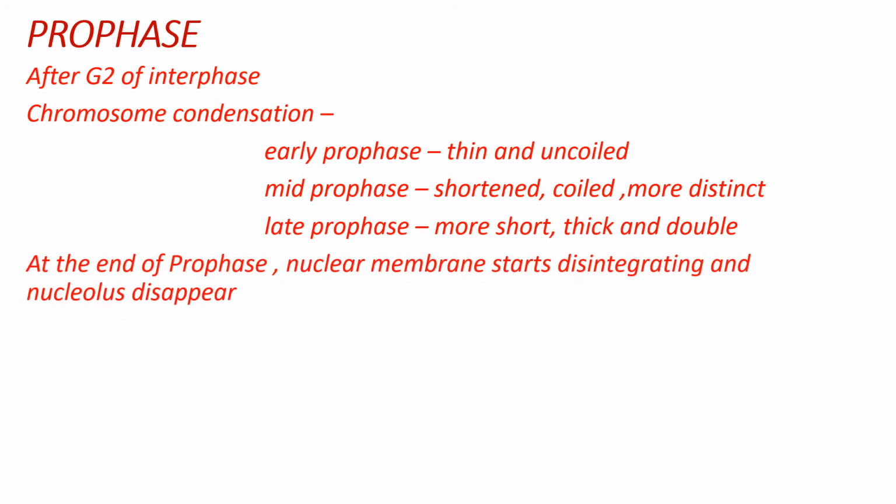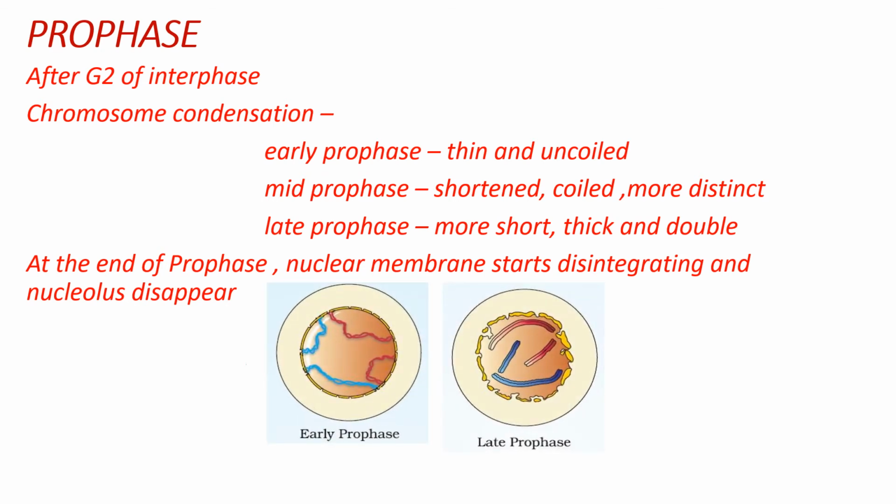At the end of the prophase, the nuclear membrane starts disintegrating and the nucleolus disappears. Here make a note that the end of the prophase is sometimes called pro-metaphase because it marks the end of the prophase and beginning of metaphase. Here in early prophase, the chromosomes are uncoiled and not distinct, and in the late prophase, the chromosomes are distinct, coiled, and the nuclear membrane starts disintegrating.